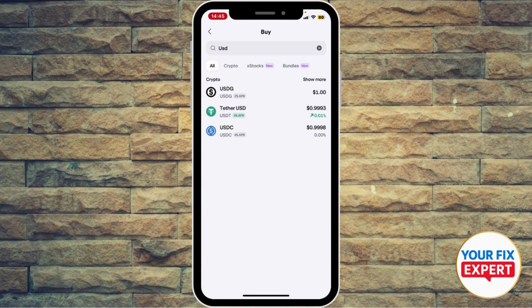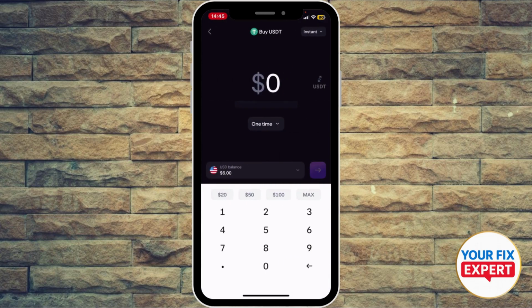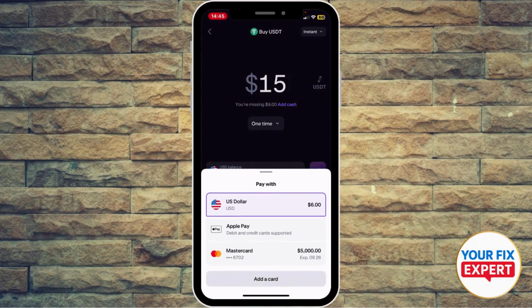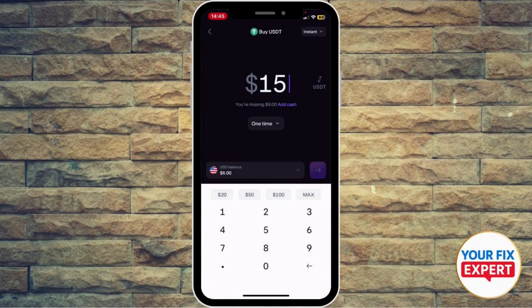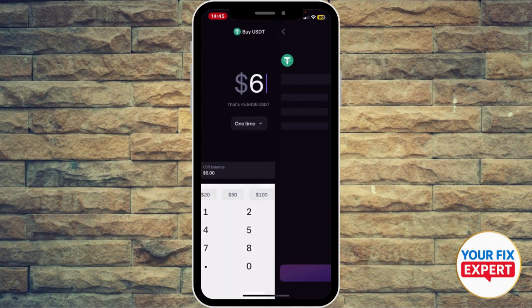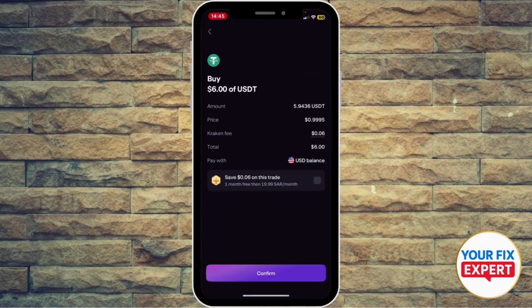So I'm going to hit Tether, enter the amount I want to buy, and select your payment method. I have some cash left on the side, but you can use Apple Pay or MasterCard or debit card, or credit card, excuse me. And of course verify. Let me show you how it's done. I'm gonna enter $6. Continue, and confirm that you want to buy $6 of USDT with cash.